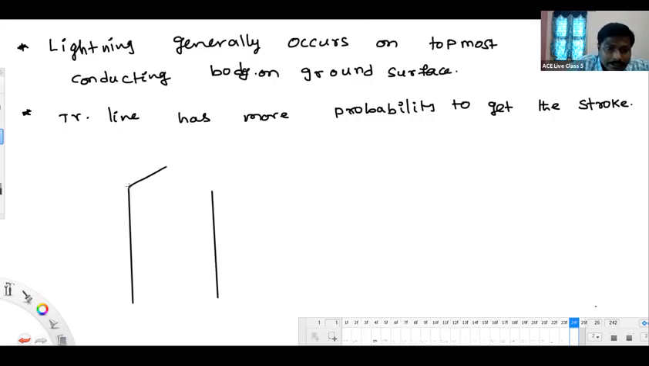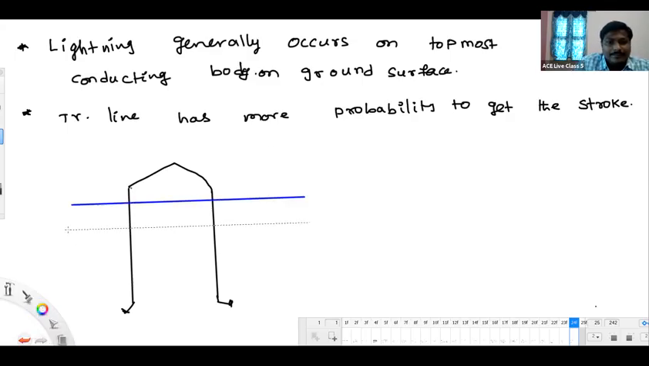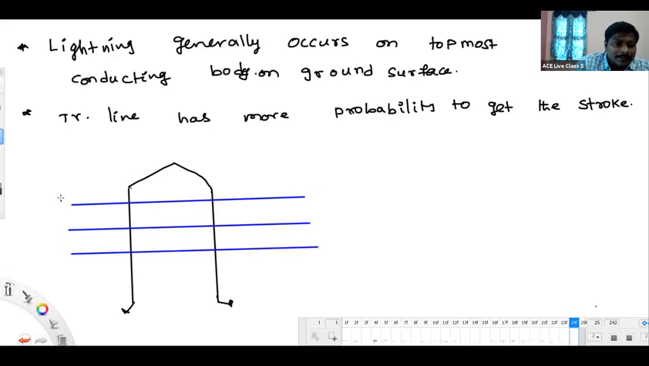Okay, so it's a transmission tower, I can say, like this. And power conductors are running on this tower. Maybe it's a phase A conductor, and it's a phase B, and it's a phase C conductor, like this. Power conductors are running on this tower, something like ABC.